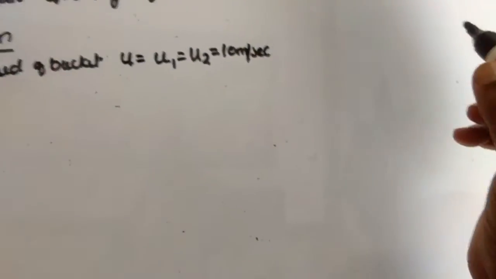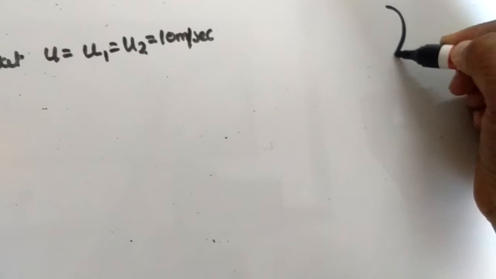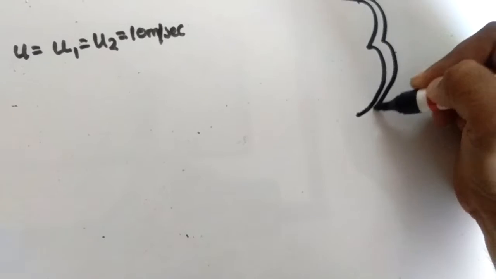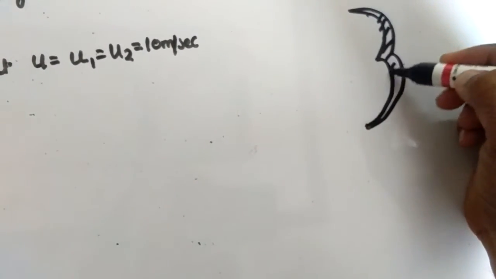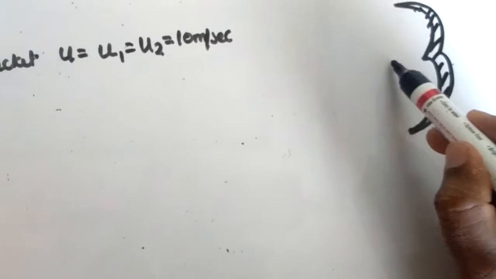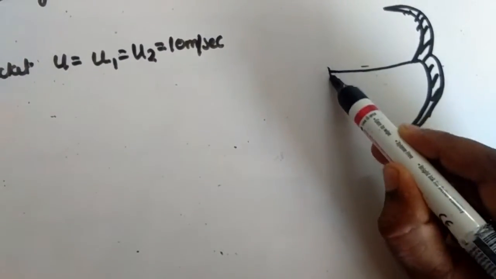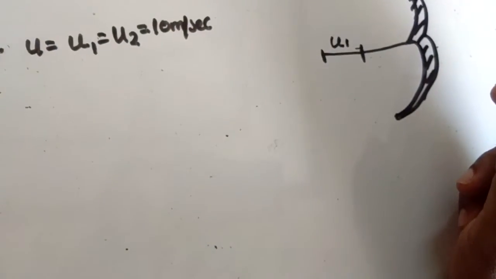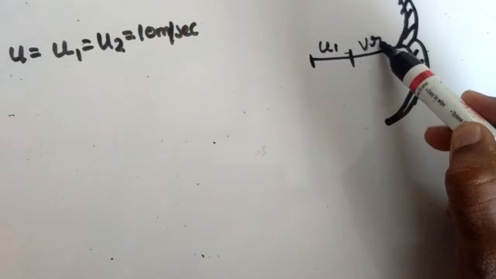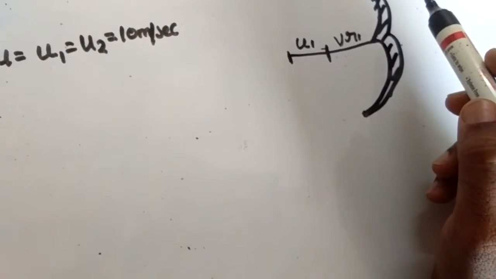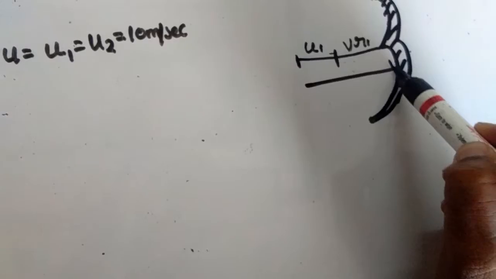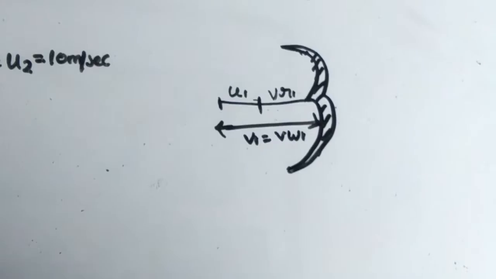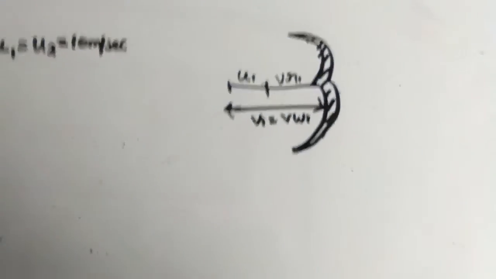Before going further, we need to draw the diagram. The jet and bucket are always in these shapes. This is the Pelton wheel. The water strikes the center of the bucket. So this is u1, the initial velocity, and after that this is the relative velocity vr1. This is the final velocity. Here v1 is equal to vw1. This is always v1 equal to vw1 in the inlet diagram and inlet velocity.